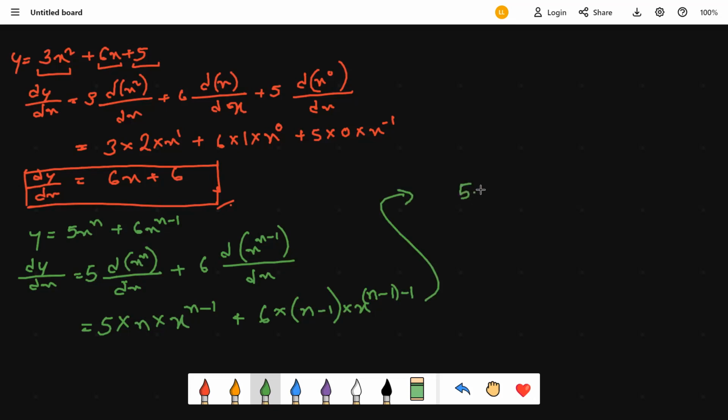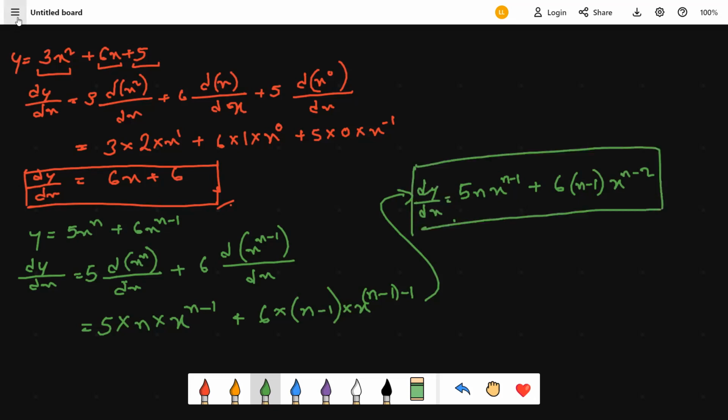That should give us a value of 5n x to the power n minus 1 plus 6 times n minus 1, finally x to the power, when you break the bracket, simply minus 1 becomes minus 2. So x to the power n minus 2. This is our final equation. So we can actually write here that dy by dx is actually this result. Okay, so that's our result to the second equation.